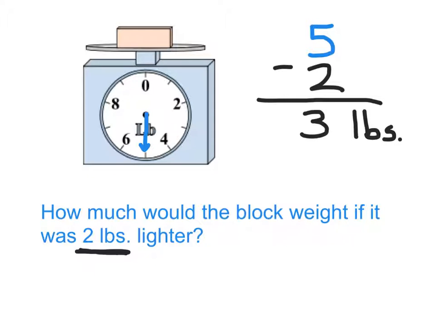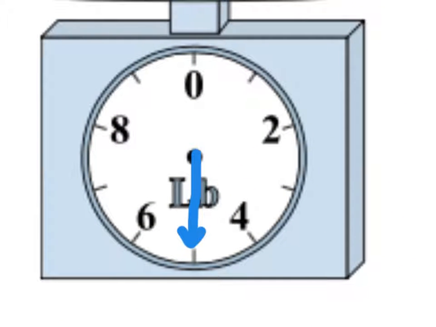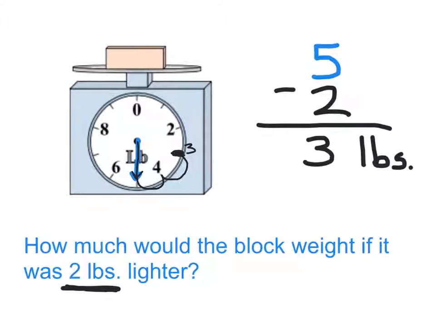If we wanted to look at the scale, I'm just going to zoom in for you here. Remember, we started at 5, coming straight down. So if we went back 2 pounds lighter, I would have 1 right here and 2 right here. And this is where we would finish up at right there, which is the number 3, which matches what we did with the subtraction problem.